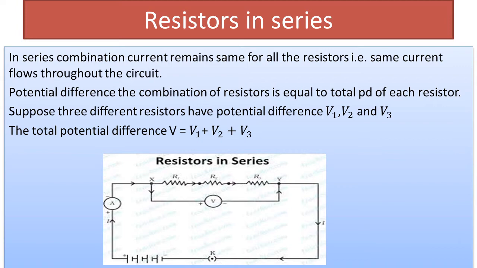Resistors are connected in series. Current remains same for all the resistors. That is, same current flows through the circuit or through all the resistors, as there is only one route available for the current to flow. Have a look at this diagram.